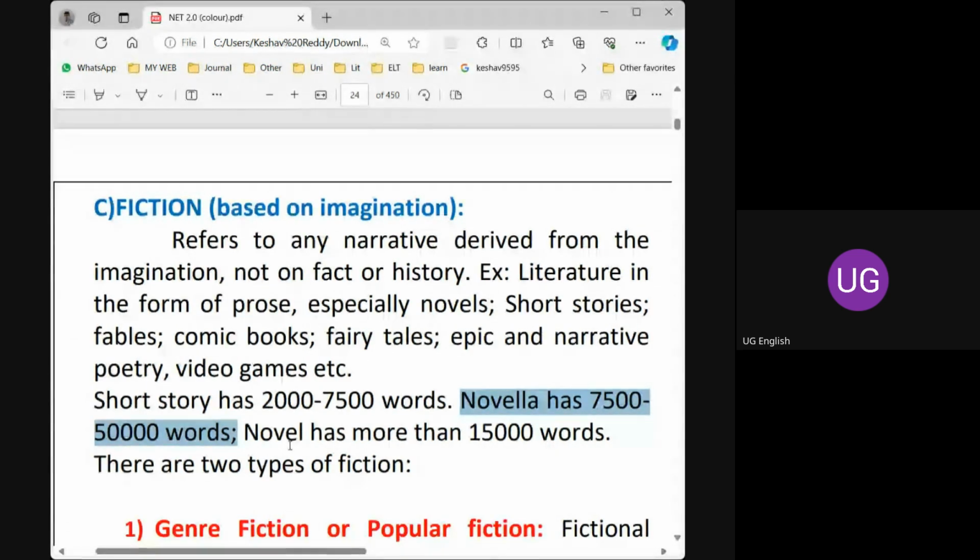So short stories, obviously the name itself says short story. Novel means a new thing. Generally a novel has more than 15,000 words, or sometimes 50,000 words. It was wrongly printed. But if it is more than a short story and less than a novel, we call it a novella. Please make a note of this point.